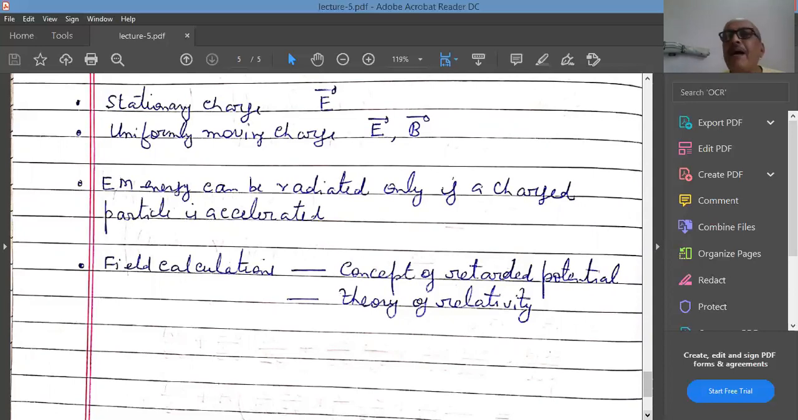So the method that we have to apply is called the method of retardation. Whatever information is produced by the charge at the earlier location, we are looking at a later time. That is what is meant by the concept of retarded potential. In the next lecture, we will discuss it in more detail. And the next is the theory of relativity.